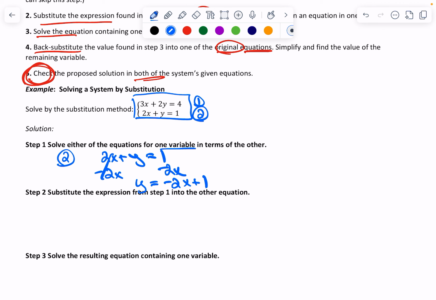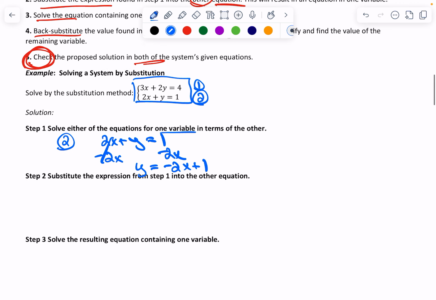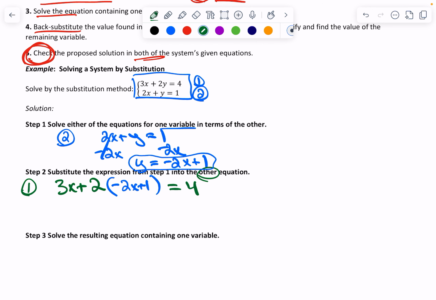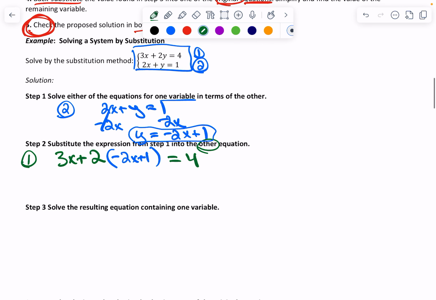Our step 2 is going to be substitute the expression from step 1 into the other equation. So now we're going to take our first equation, 3x plus 2, and we are substituting what we just got for y in step 1. So negative 2x plus 1 all inside parentheses, and that equals 4. That's all we do in step 2.